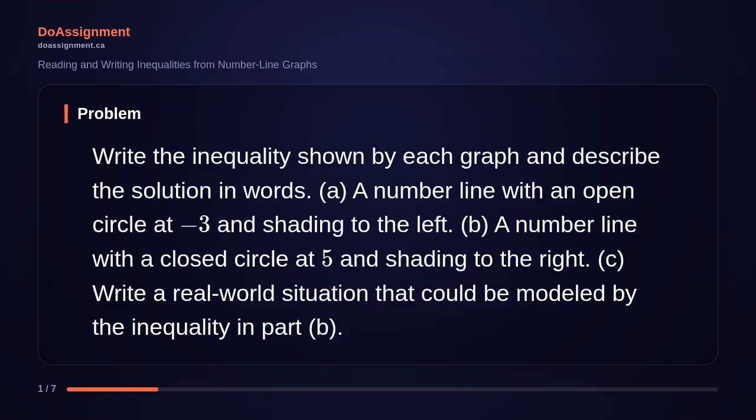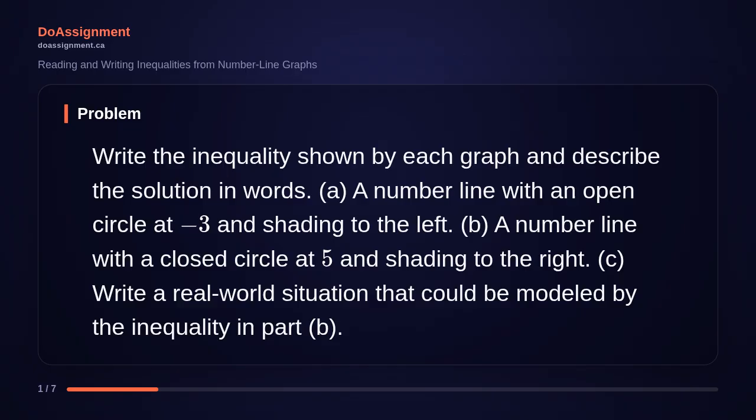Write the inequality shown by each graph and describe the solution in words. Part A, a number line with an open circle at -3 and shading to the left. Part B, a number line with a closed circle at 5 and shading to the right. Part C, write a real-world situation that could be modeled by the inequality in Part B.